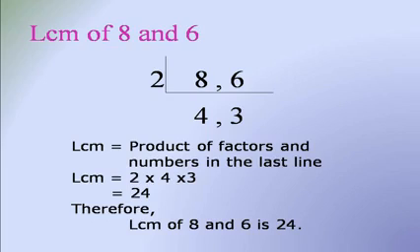2 times 4 is 8 and 2 times 3 is 6. 4 and 3 are co-prime numbers. They have no common factors except 1. LCM is equal to the product of factors and numbers in the last line. LCM is equal to 2 times 4 times 3, that's equal to 24. So LCM of 8 and 6 is 24.